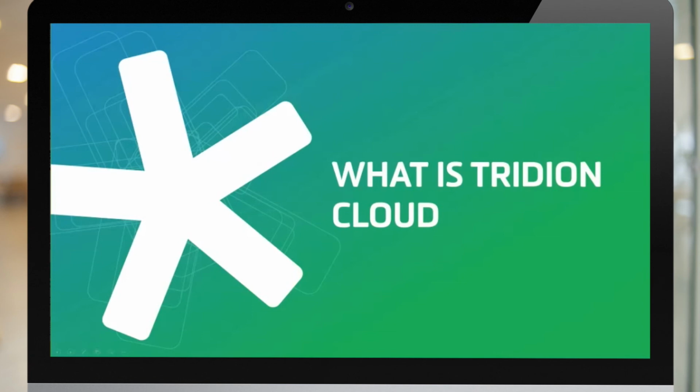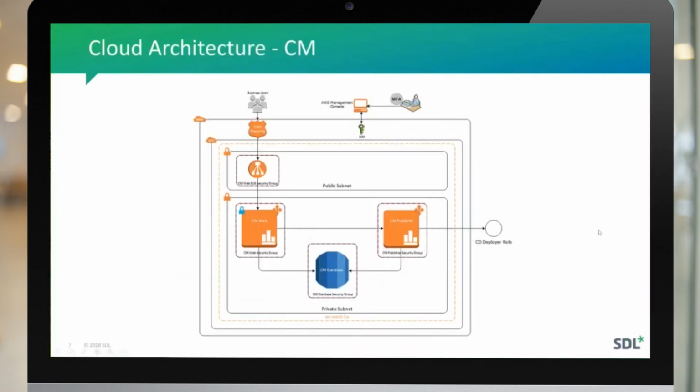Okay, so coming to what Tridion Cloud is, it's basically our product running in our own cloud offering. And this is architecturally what it looks like. This slide details the cloud deployment architecture for the content manager. As you can see, our offering is based on the AWS cloud, and everything runs inside a VPC.